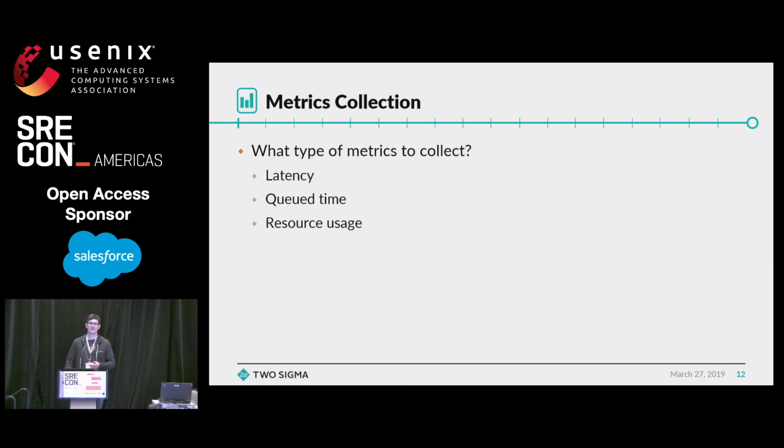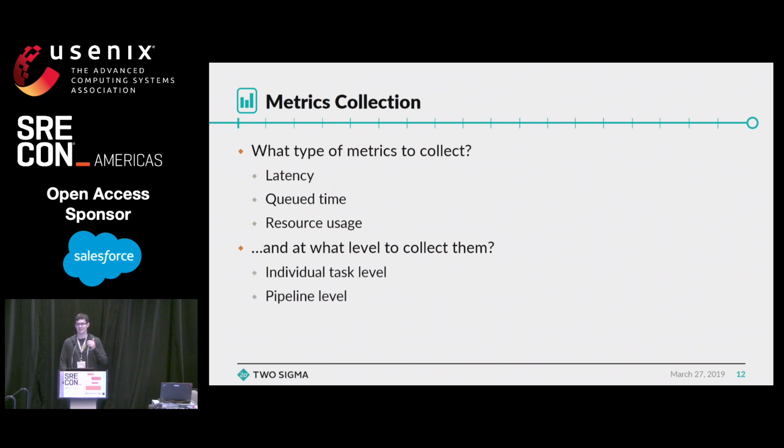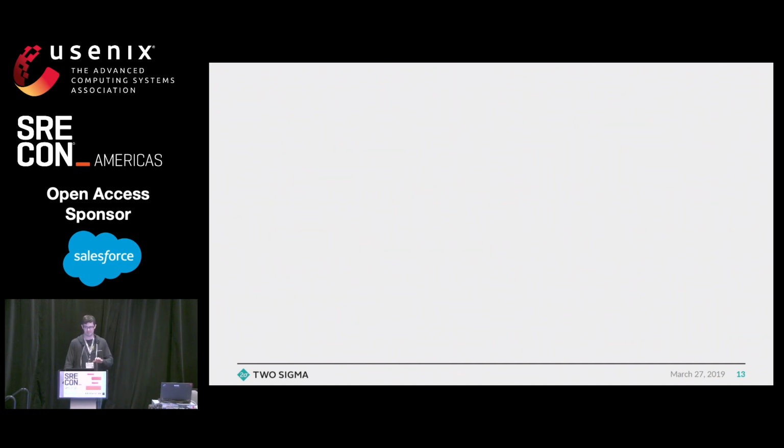And the other thing to care about is at what level we should be collecting those metrics. And I don't mean like debug, log, info, warn. I mean at the task level and at the pipeline level. And why is this important? So let's take a look at some of these metrics in practice.